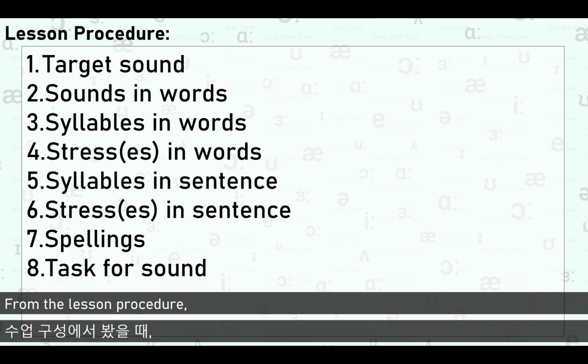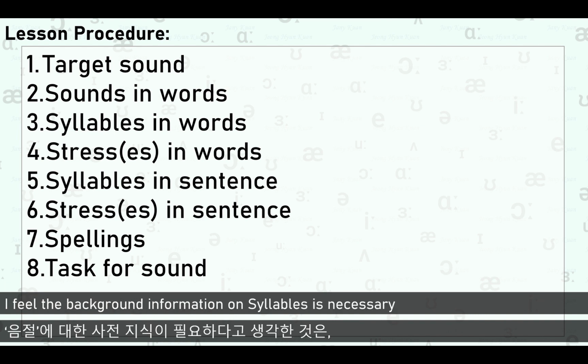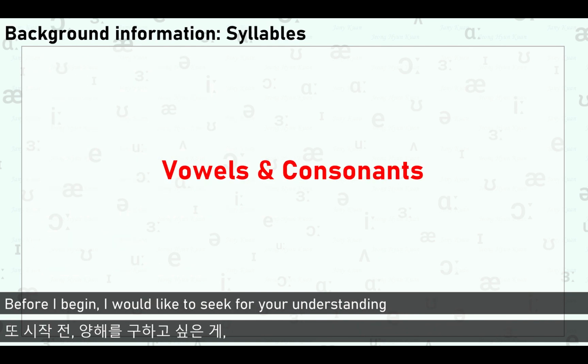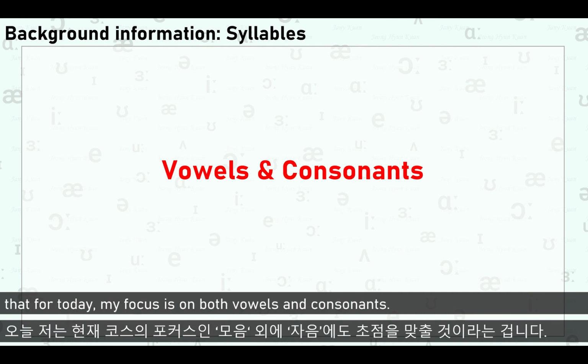From the lesson procedure, I feel the background information on syllables is necessary in advance to practice identifying syllables in words and syllables in sentences. Before I begin, I would like to seek your understanding that for today, my focus is on both vowels and consonants.